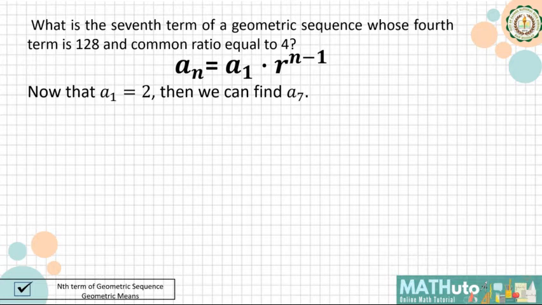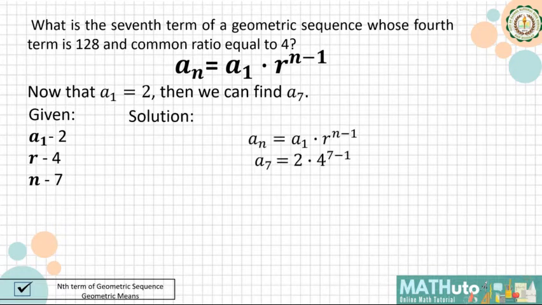Continuing, now that we have a sub 1, which is 2, we can now find a sub 7. Given our a sub 1, which is equal to 2, the common ratio is still 4, and n, we are looking for the seventh term. Using the formula, let us substitute. That is a sub n equal to 2 times 4 raised to 7 minus 1. Simplify 7 minus 1, that will become a sub 7 is equal to 2 times 4 raised to 6.